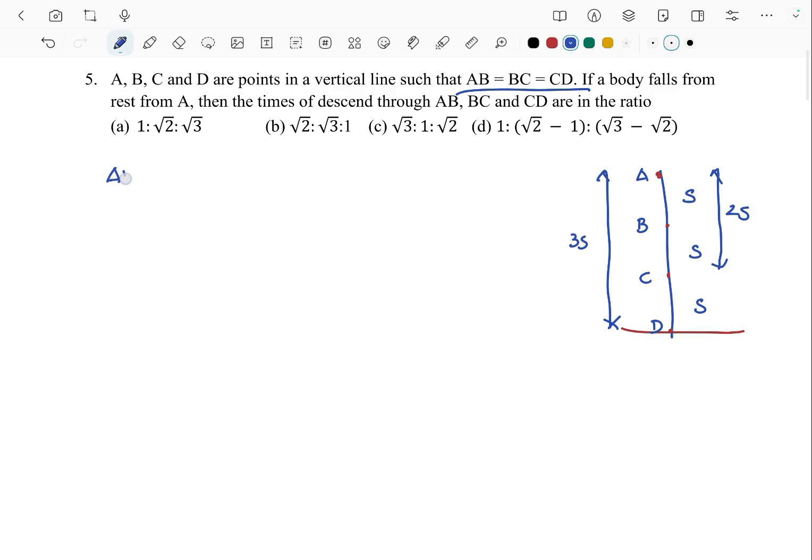So let's try to approach the question separately. Let's take AB first. For AB, let's get what S will be. S will be equal to half into g into t1 squared, where let me take the time taken here to be T1, here T2, and here T3. Since the question is asked in terms of time, let's rearrange this equation: T will be equal to square root of 2S divided by g. This is going to be the first equation.